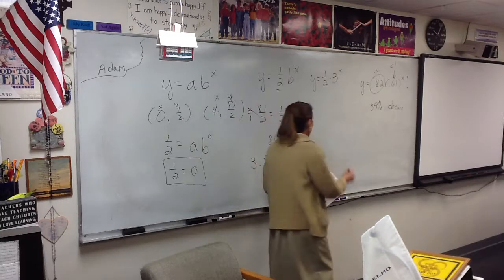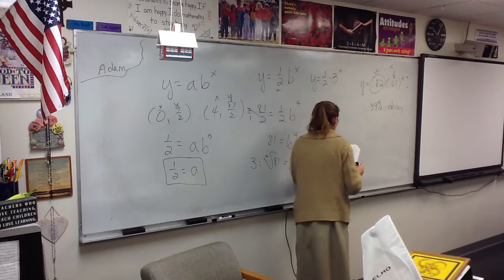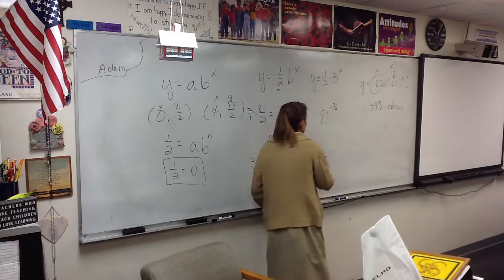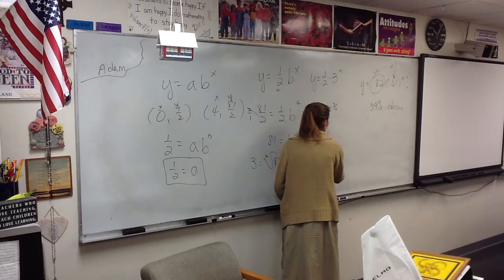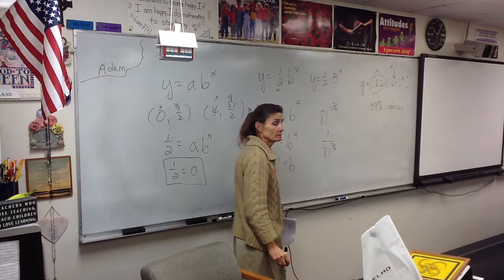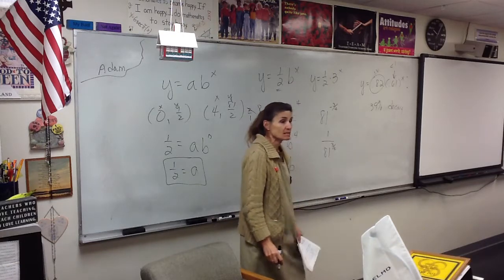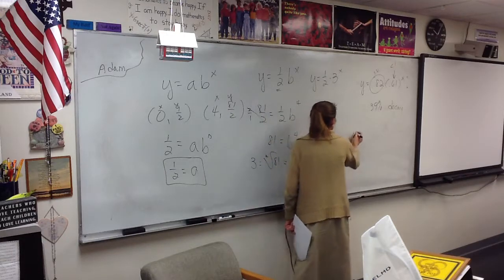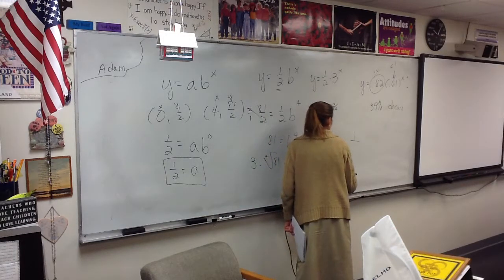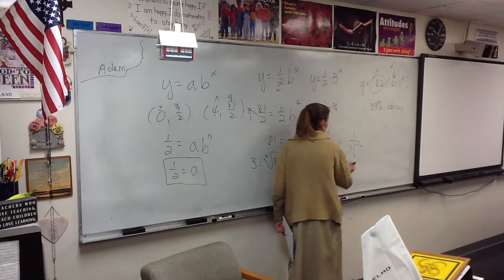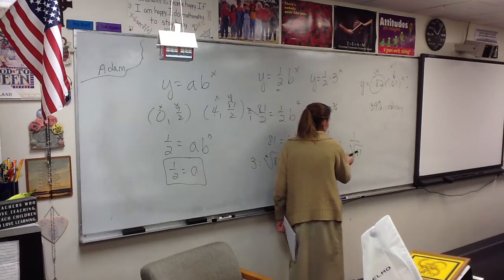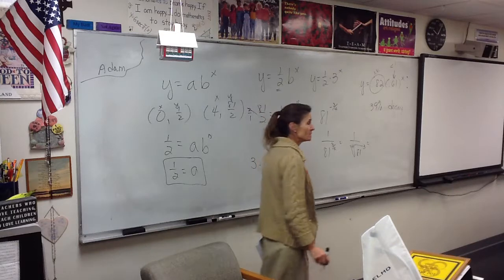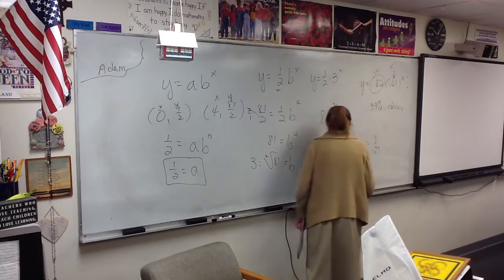All right, 3A, 81 to the negative 3/4. What does that mean? That means 1 over 81 to the 3/4, right? Remember, negative exponents mean 1 over. What does a fractional exponent mean? It means a radical. What root am I taking? The fourth, and I'm cubing it. What's the fourth root of 81? 3 cubed. So my answer is 1/27.